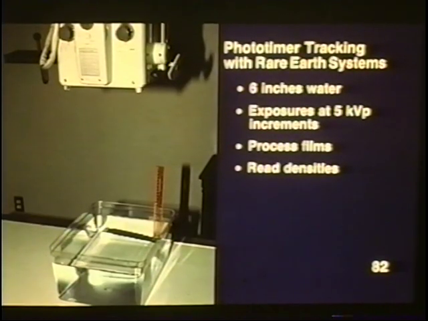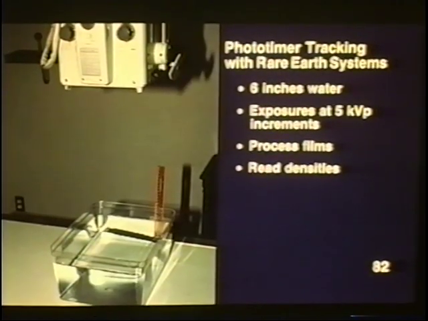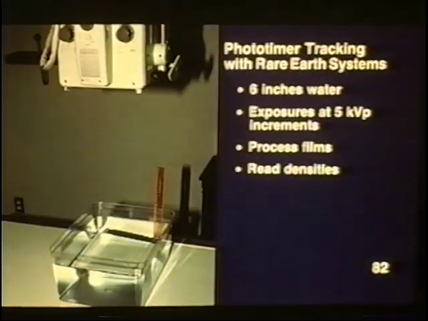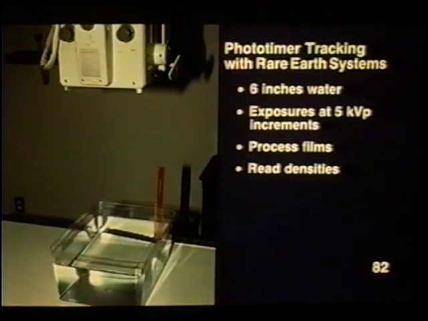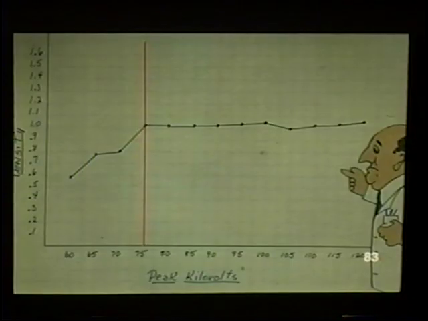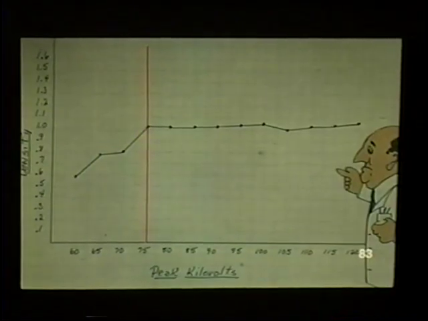To perform the test, use the same basic equipment as on the previous test, making all exposures using 6 inches of water. Make exposures at 5 increments, beginning with the lowest kVp used for photo-timed exposures and ending with the highest. Lead numbers may be used for film identification purposes. Process the films and read the densities. Number 83. To demonstrate the results of the test, plot your findings on a graph as shown.